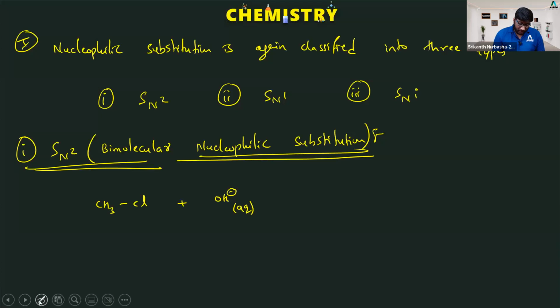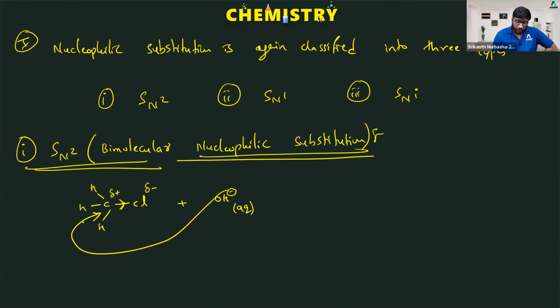CH3Cl means the carbon is connected with 3 hydrogens, and the carbon chlorine bond is a polar bond. The electron density in the carbon chlorine bond is moving towards chlorine. Due to the movement of electron density, chlorine develops what charge? Partial negative. Carbon develops what charge? Partial positive. So OH minus, which was present in the reaction mixture and acts as a nucleophile, is going to attack this electrophilic carbon.